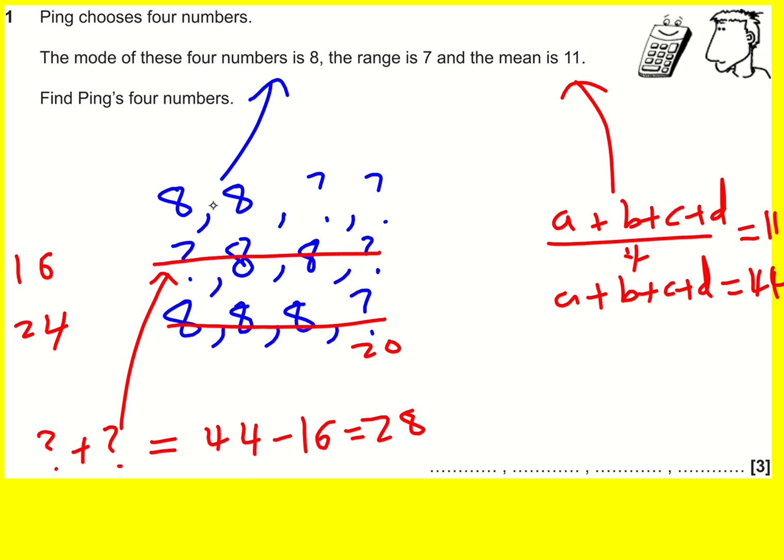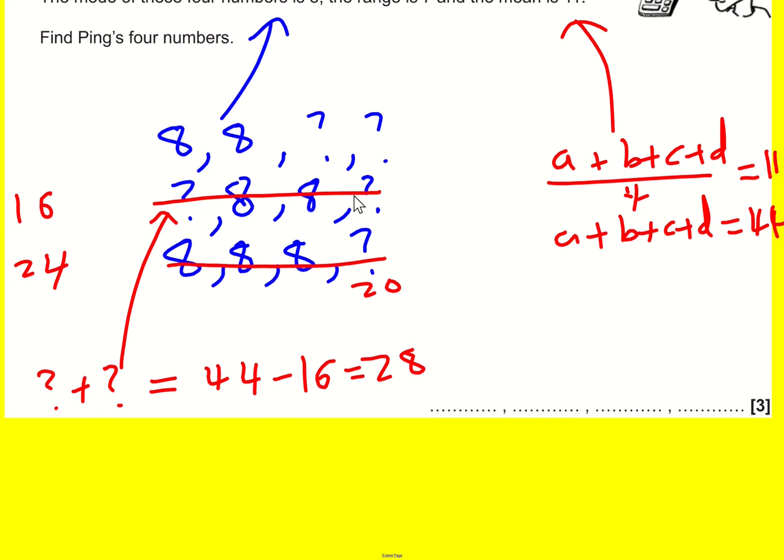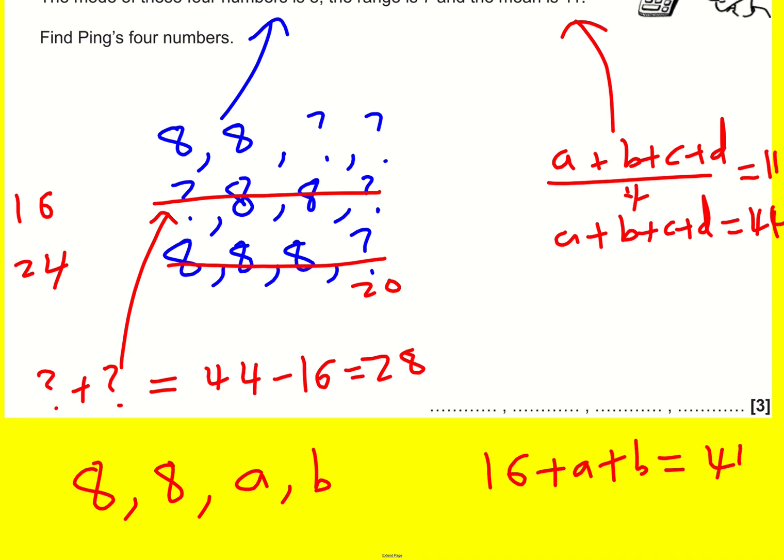So that leaves me with 8, 8, and then two things here. Okay, let's focus on this. I'm going to start from scratch with this one. So I've got 8, 8, and then I'm going to call them A and B. Now I know that 16 plus A plus B equals 44, for the same argument as up here. That means A plus B is going to have to equal 28.